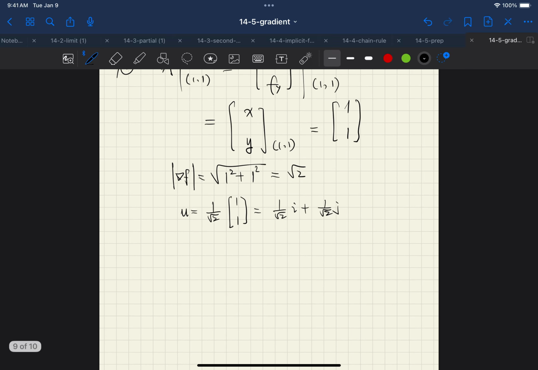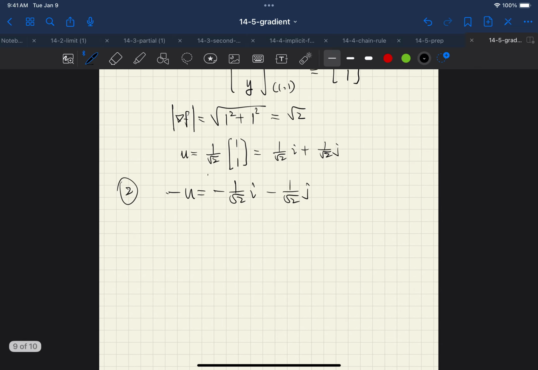And the second one is the opposite. You don't have to repeat any calculation, just to decrease rapidly. We can look at negative u, which is negative this number, just the opposite of the previous answer.